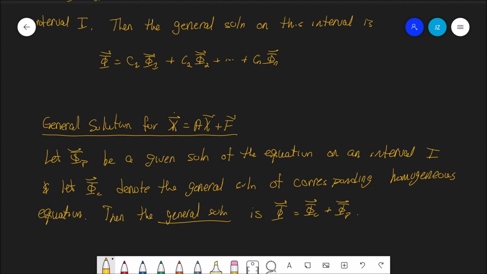Throughout the rest of this topic, we will be looking at how to solve both the homogeneous system and finding a particular solution to solve a non-homogeneous one. That concludes this lesson. I hope you've learned something, and we'll see you in the next one.